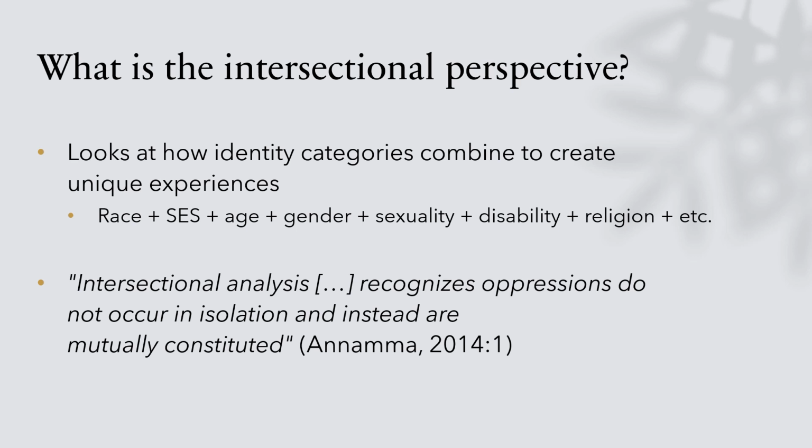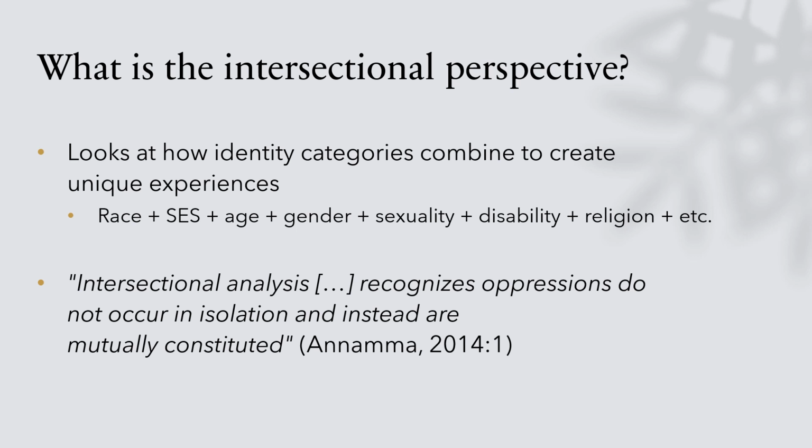Every person has a race, ethnicity, socioeconomic status, age, gender identity, sexuality, sexual orientation, disability status, religion or no religion, and so on and so forth. And it's really the intersection of all of these different identity categories coming together to create a unique person that intersectional theory is focused on. We want to look at how a person's experiences and their life and the opportunities, rights, and resources afforded to them are affected by that combination of different identity factors.